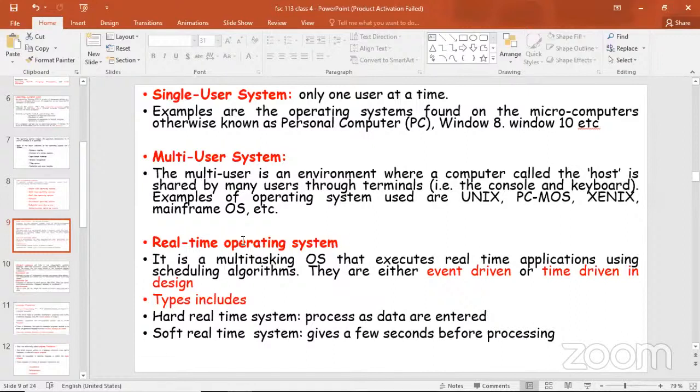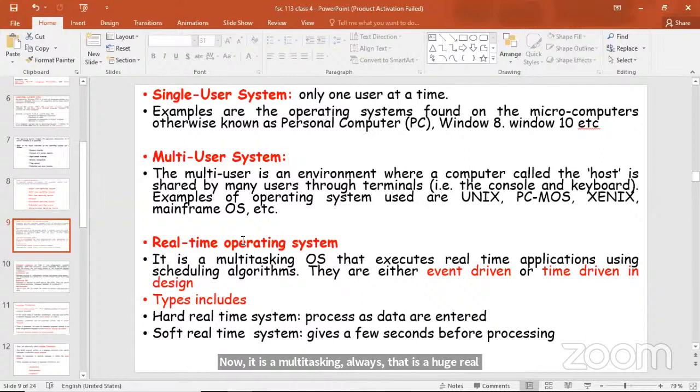So let's look at the real-time operating system. It is a multitasking OS that executes real-time applications using scheduling algorithms. Now, when you say multitasking, it is the ability of a computer to do many things at the same time, or many things concurrently. That means you can be bathing, you can be reading, you can be pressing your phone, you can be attending lectures at the same time, just as some of you are.